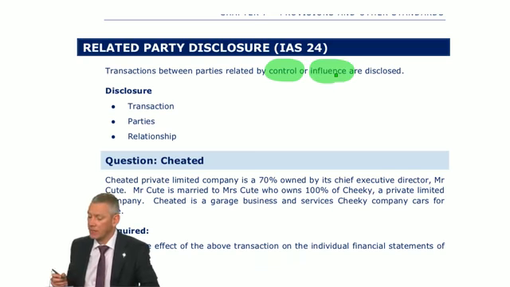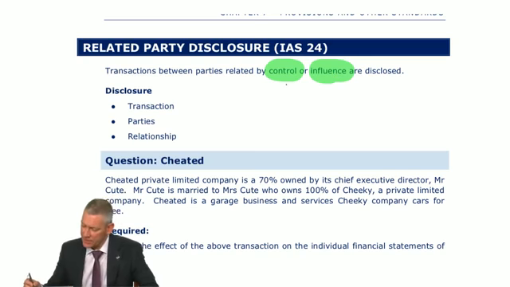Transactions that are related by control are strictly called common control transactions. So they tend to be things like transactions between fellow subsidiaries.